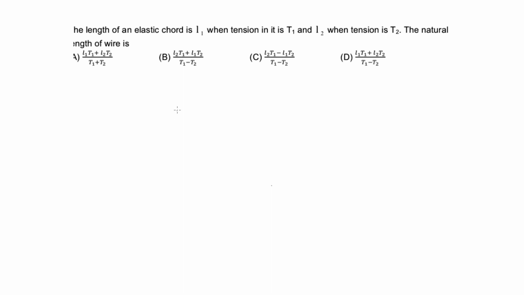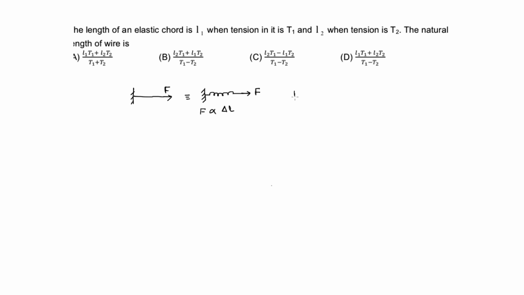Come to this question. It says the length of an elastic cord is L1 when the tension is T1 and L2 when the tension is T2. What is the natural length of the wire? It is a very simple question. We can say that any wire can be assumed to be a spring because of its elastic property. So if I apply a force F on it, and the elongation is delta L, then we can say that F is proportional to delta L.